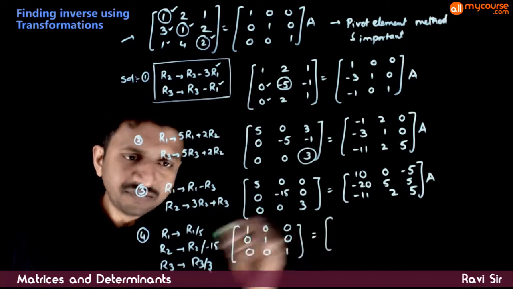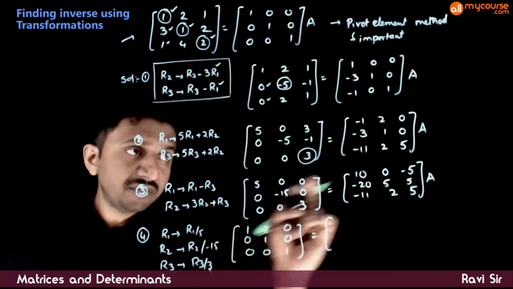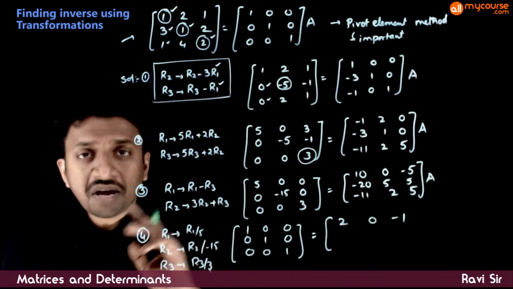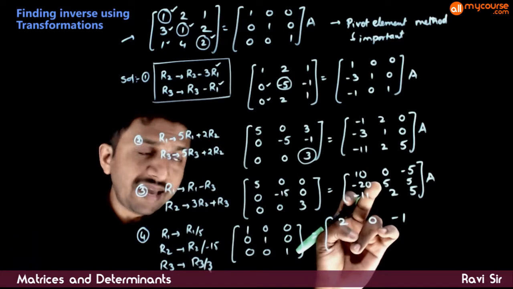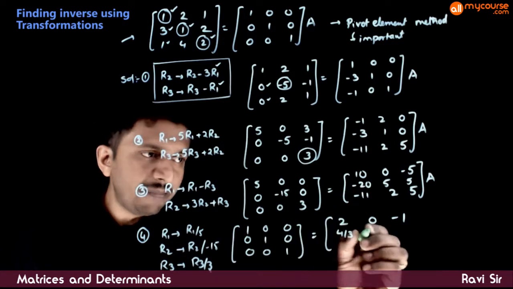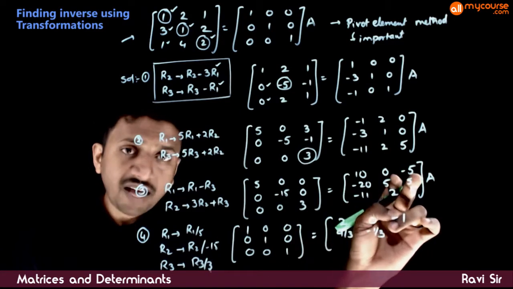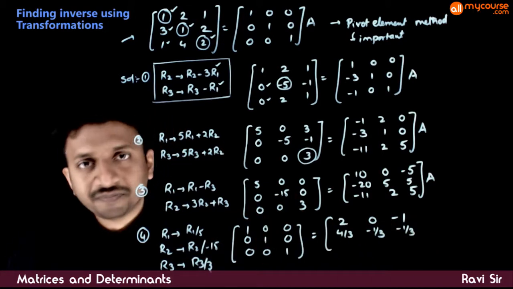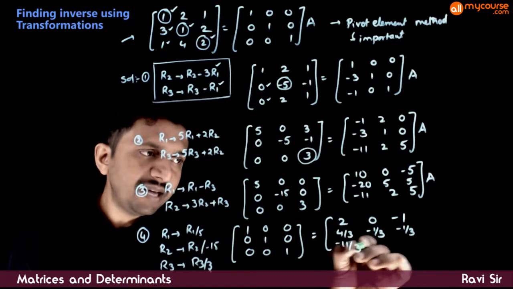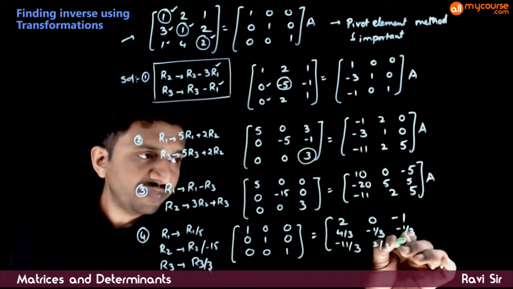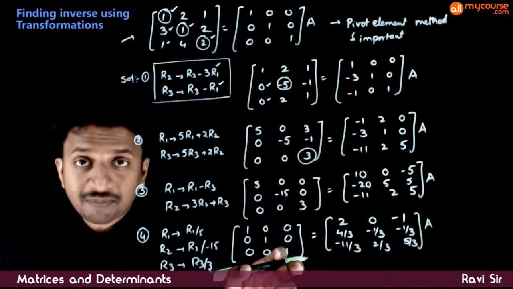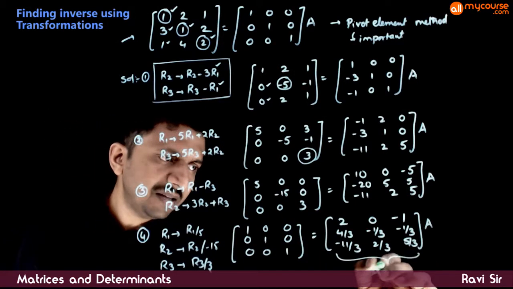And what does this side become? R1 by 5. If I divide R1 by 5, I get 2, 0, minus 1. R2 by minus 15. So minus 20 by minus 15 is 4 by 3. 5 by minus 15 is minus 1 by 3. Next, R3 by 3: minus 11 by 3, 2 by 3 and 5 by 3 times A. So this side has become identity matrix, hence this is nothing but inverse of A.